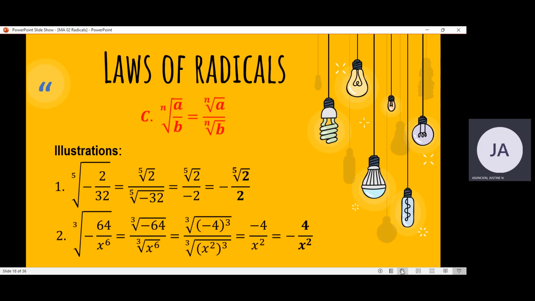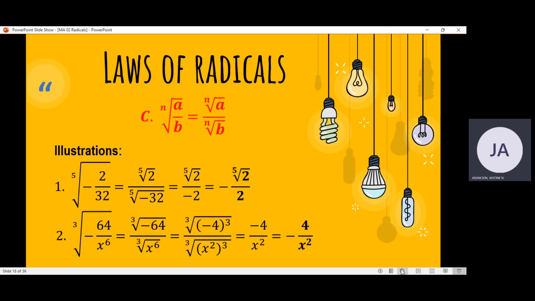Another example, the cube root of negative 64 over x raised to 6. So we have the cube root of negative 64 all over the cube root of x raised to 6. Negative 64 again can be expressed as negative 4 cubed. So simplifying this, let's apply the first law, having the exponent of the radicand and the index being equal. So we have negative 4 over x squared. So the cube root of negative 64 over x raised to 6 is negative 4 over x squared.